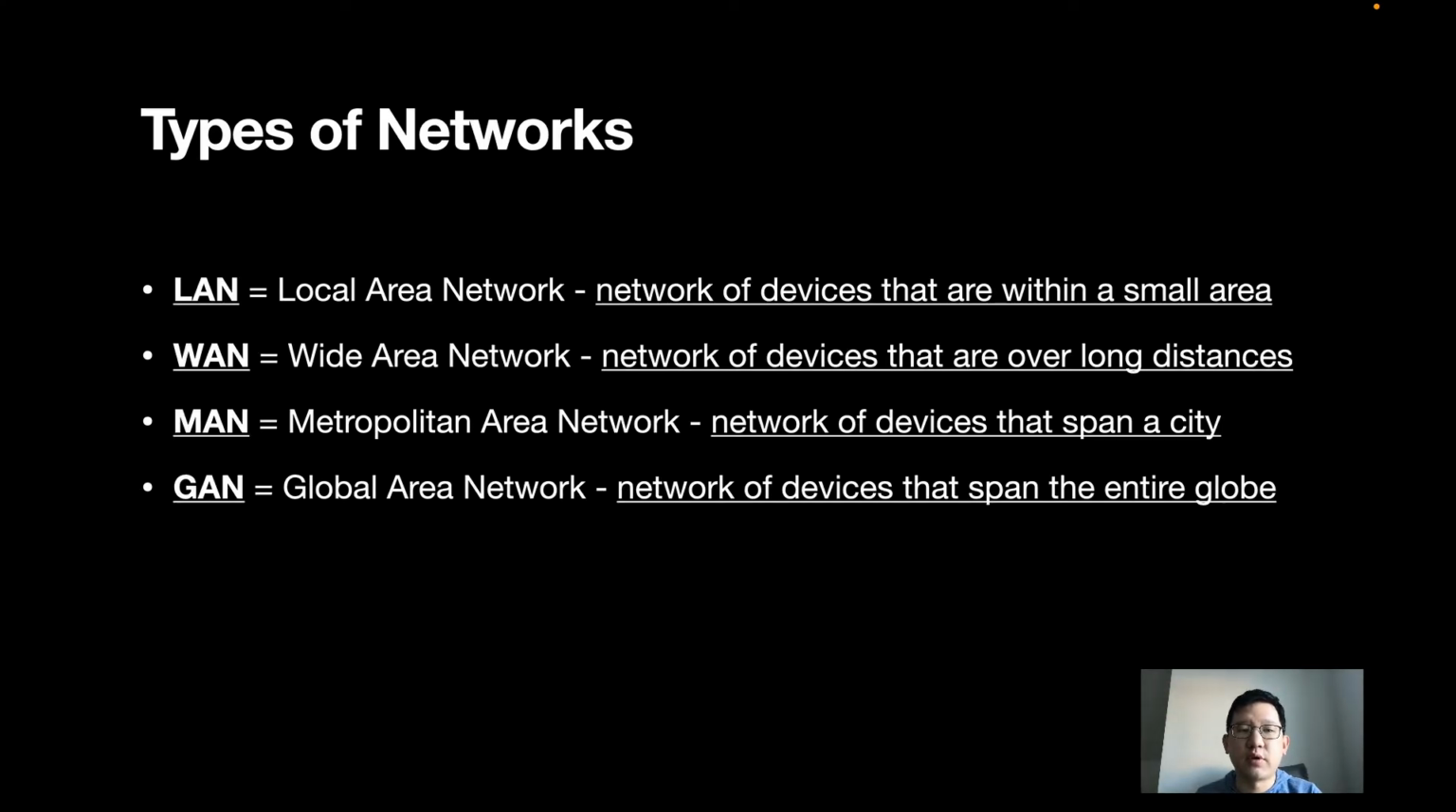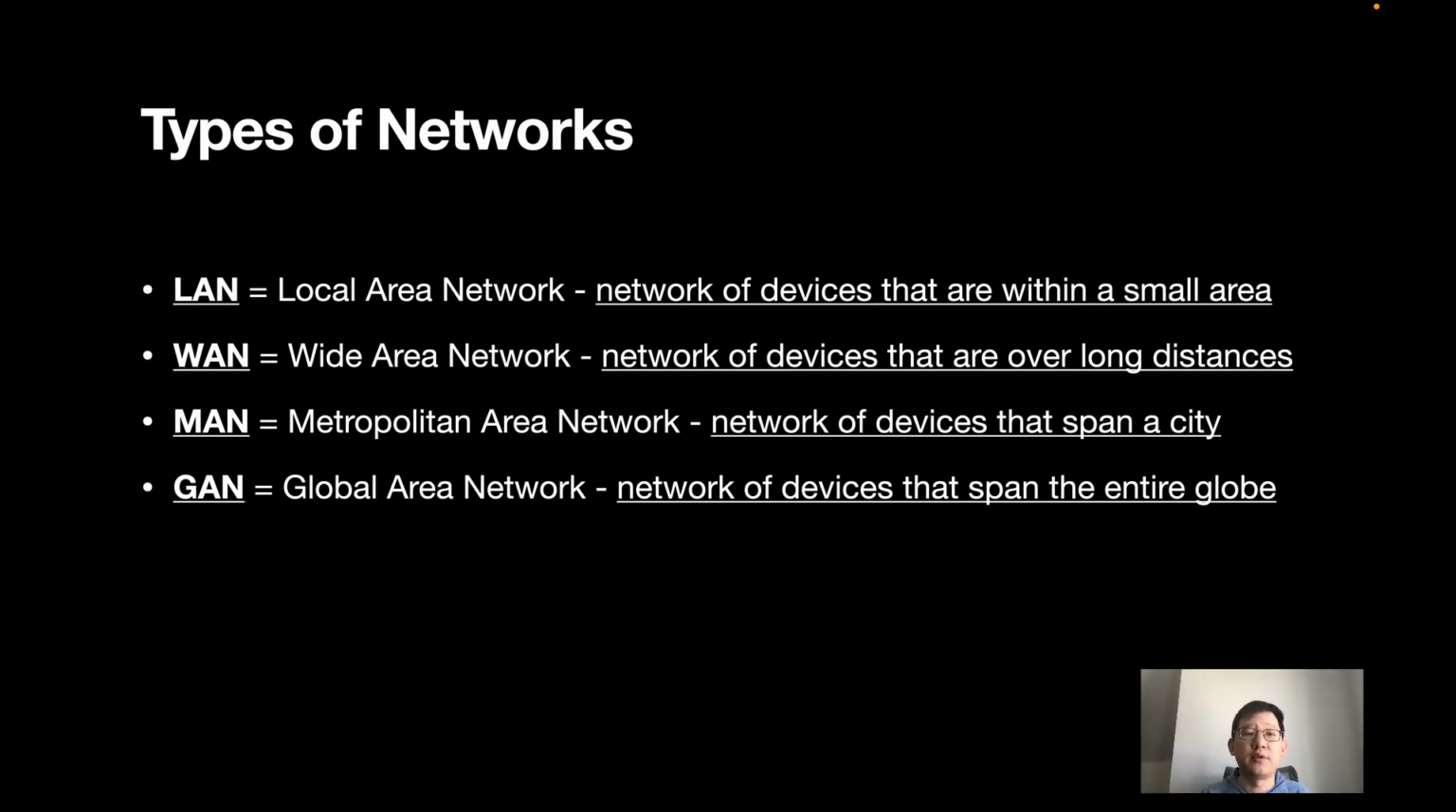There are different types of networks. First is called the LAN, or local area network, and that is a network of devices that are within a small area, or generally within the same building. Next, we have the WAN, or wide area network, and that is a network of devices that are over long distances. And then we have the MAN, or the metropolitan area network, and that is a network of devices that span a city, a town, or something similar. Lastly, we have the GAN, or the global area network, which is a network of devices that span the entire globe. Now, in practice, LAN and WAN are used the most, so make sure you know what those mean. The MAN might be used in bigger enterprises where you have data centers and multiple offices within the same city.